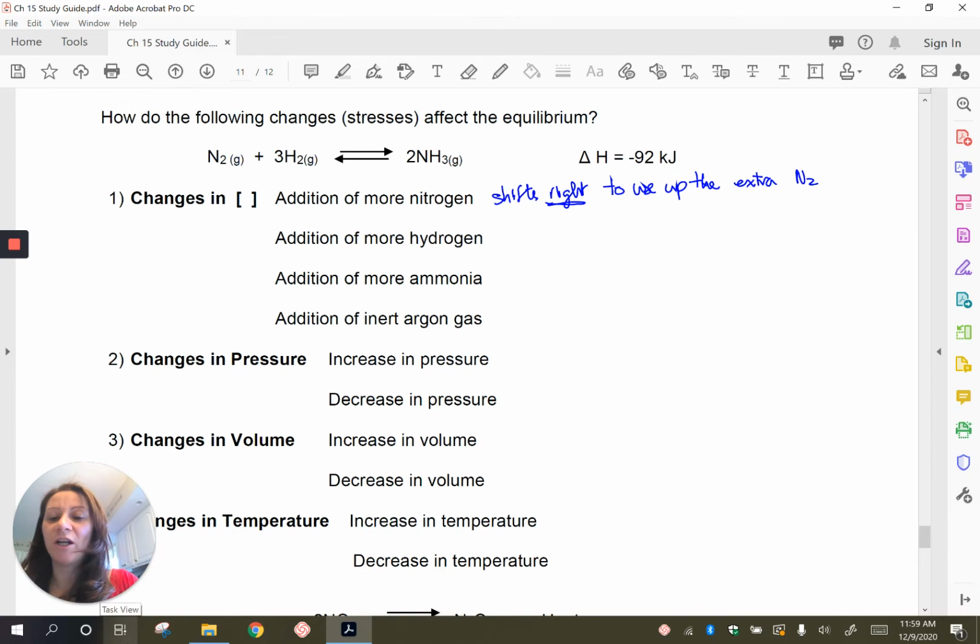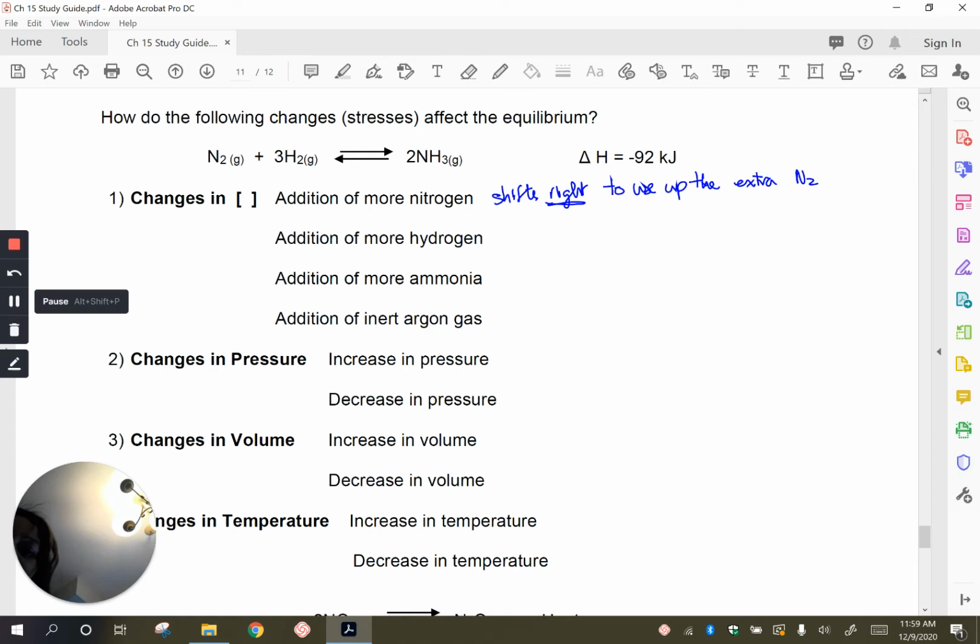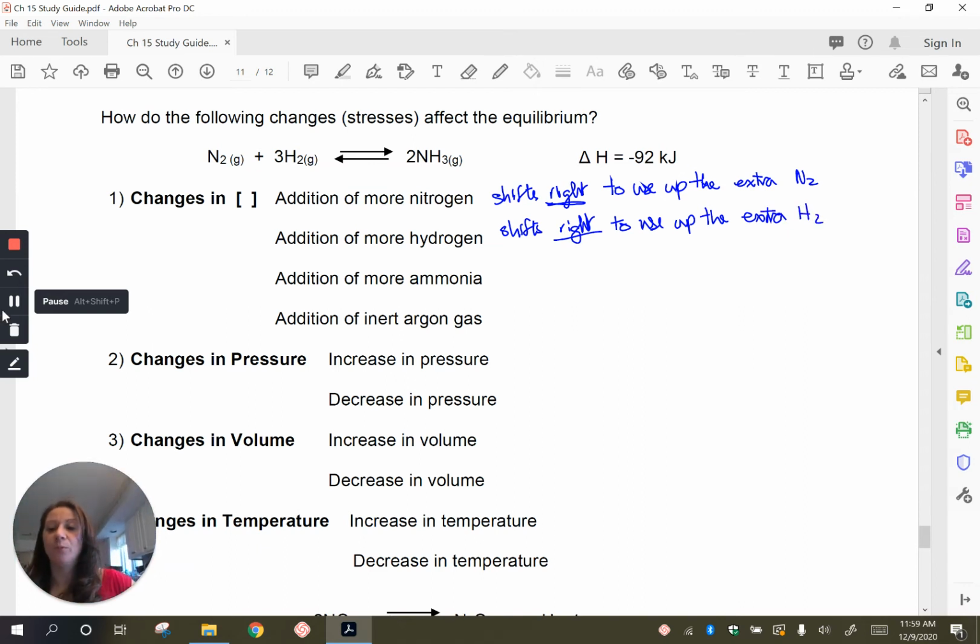Okay, what if you add more hydrogen? Well, same thing. You have too many reactants now. You have too much hydrogen. So it's going to shift to the right. The forward rate is going to go a little bit faster to use up that extra hydrogen. So it shifts right again to use up the extra hydrogen.